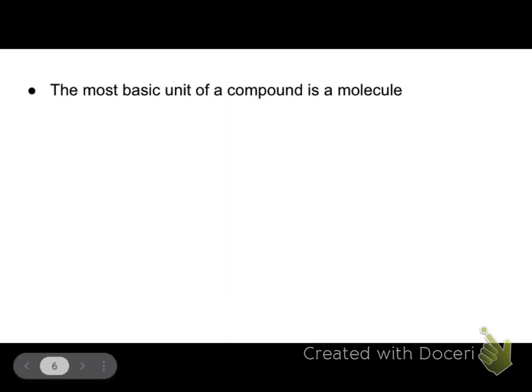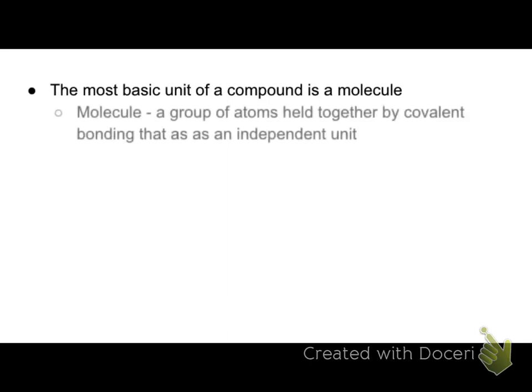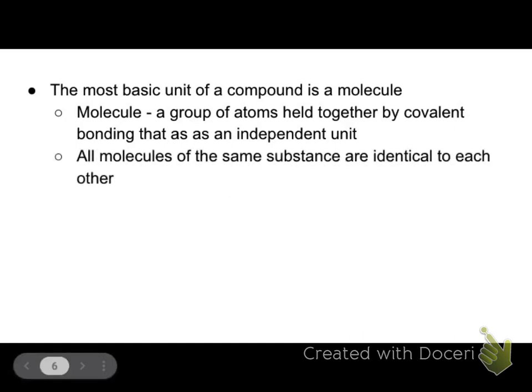The most basic unit of a compound is called a molecule. A molecule is a group of atoms held together by covalent bonding that is an independent unit. So if you're talking about a molecule, you're talking about a piece of a covalent compound that is the smallest group of atoms that form that basic unit. All molecules of the same substance are identical to each other. So one molecule of sugar will look exactly the same as another molecule of sugar.